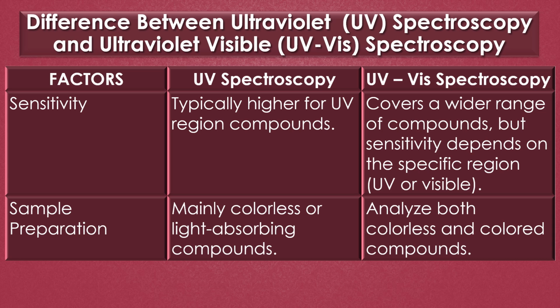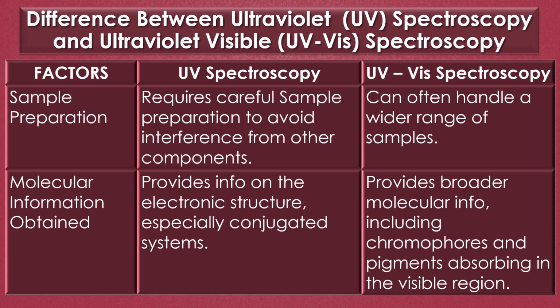Regarding sample preparation, the samples used for UV spectroscopy are mainly colorless or light absorbing compounds. In UV visible spectroscopy, we can analyze both colorless and colored compounds. UV spectroscopy requires careful sample preparation to avoid interference from other components. UV visible spectroscopy can often handle a wider range of samples.